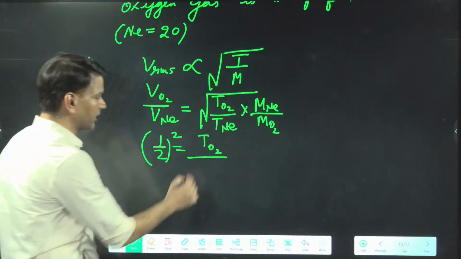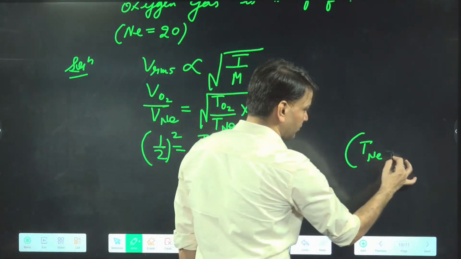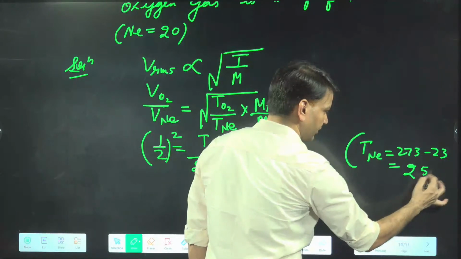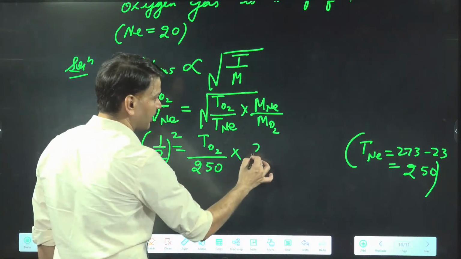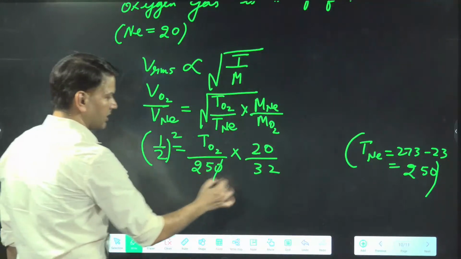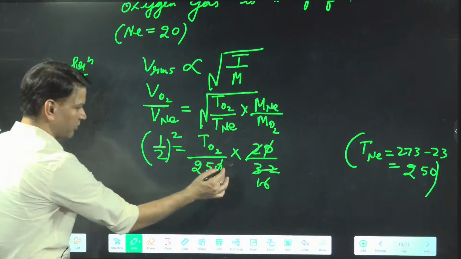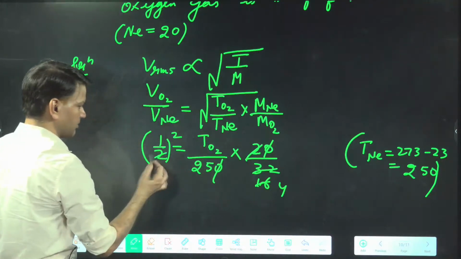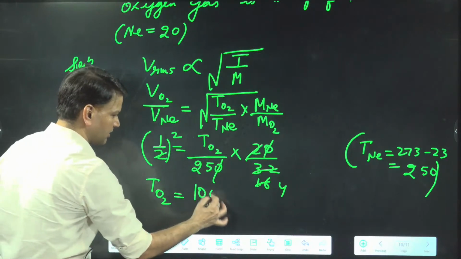So when you convert into the Kelvin you will get 250 Kelvin, because temperature of the neon is equal to 273 minus 23, that will get 250. Into atomic mass of the neon, that is 20, and this is 32. Now this and this cancel out. This is the 16. So 4 will get cancelled out by the 16. So here you will get the 4. So temperature of the oxygen you got 25 into 4 is 100. That is 100 Kelvin.